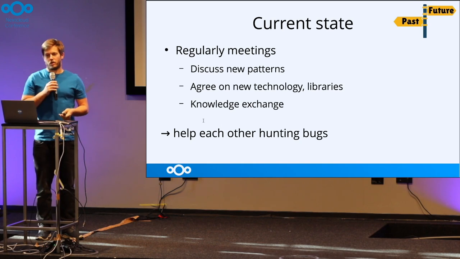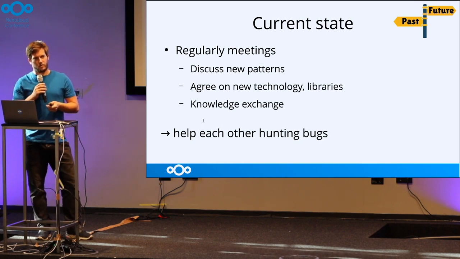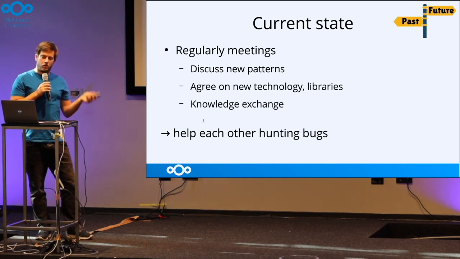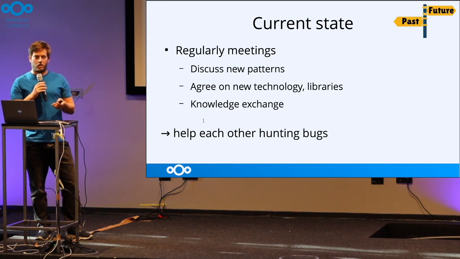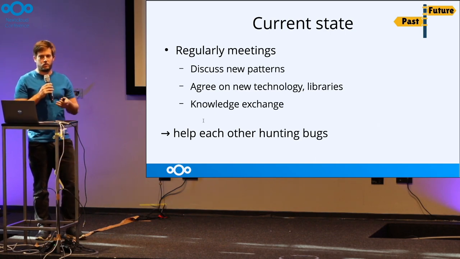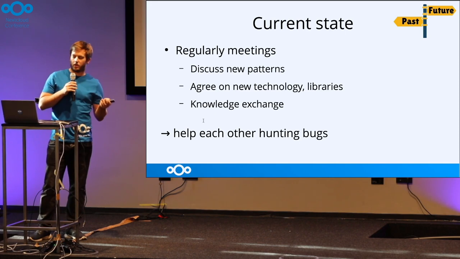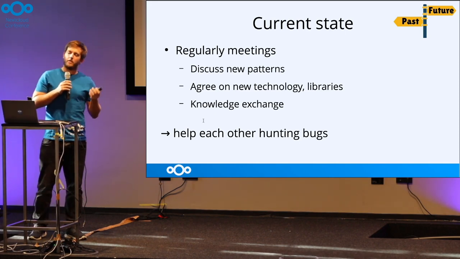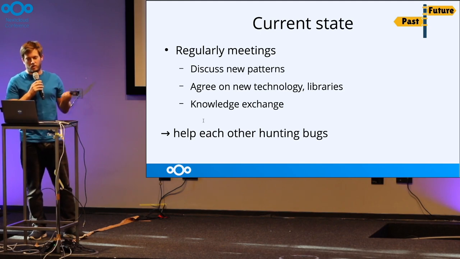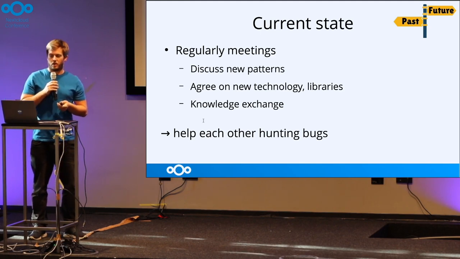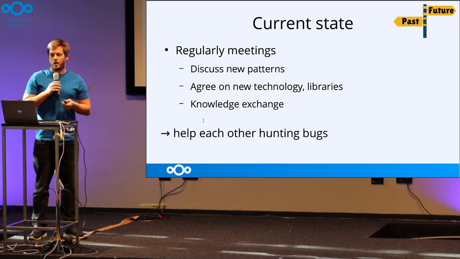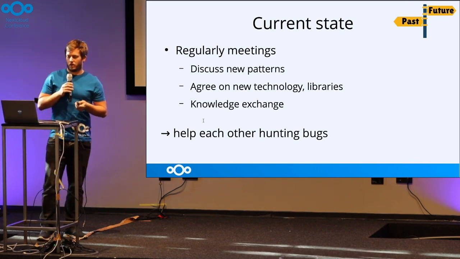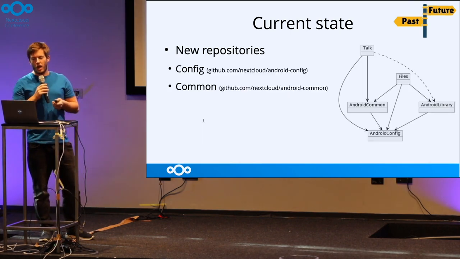On Talk, we are using, as far as I remember, Fresco. And also we're using on Files another library that is called Glide. So as you can see, we have three different libraries for exactly the same purpose. There is also no knowledge exchange possible, but we want to change this. And also the idea is to help each other hunting bugs down and also help each other when the others are on vacation. But that's not all.